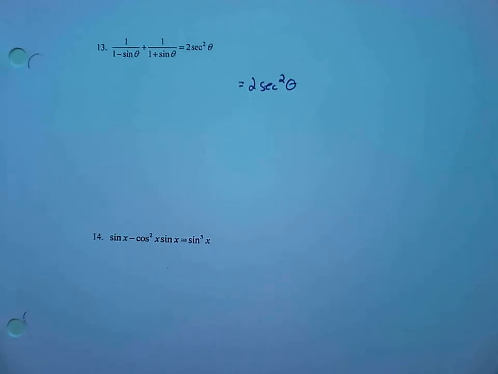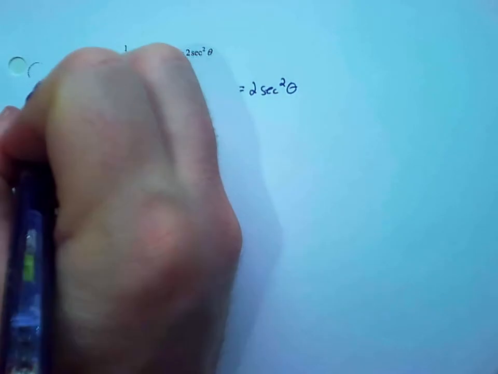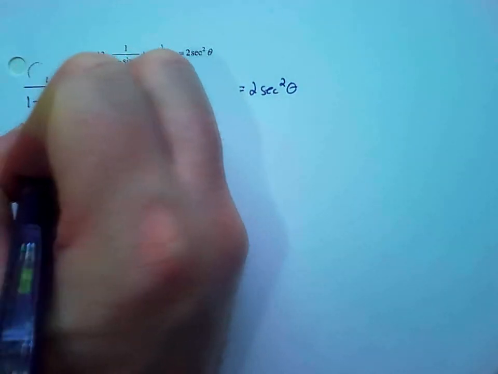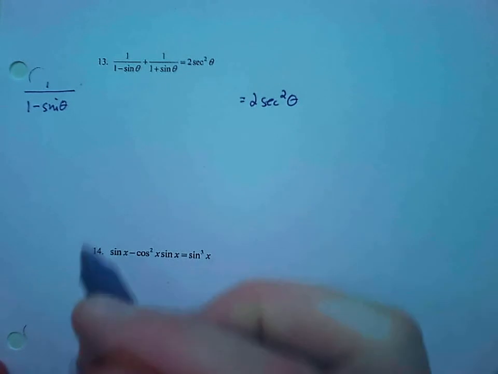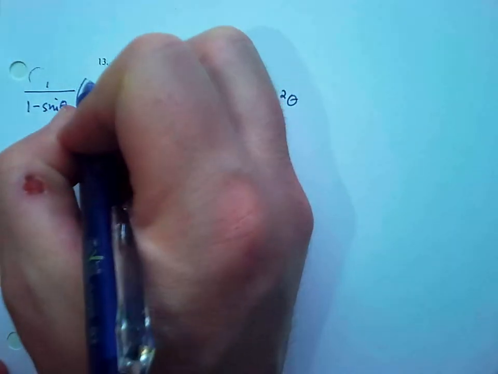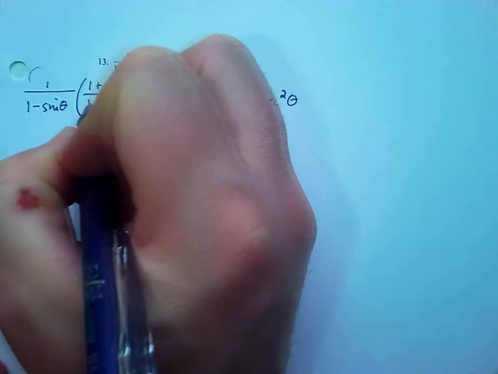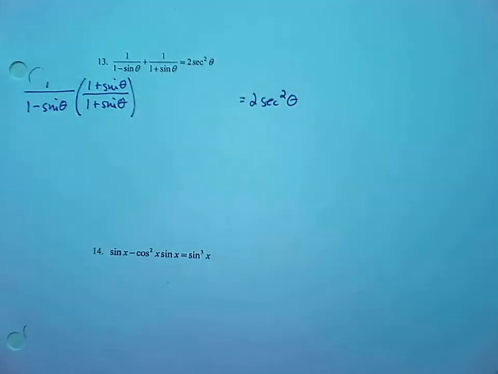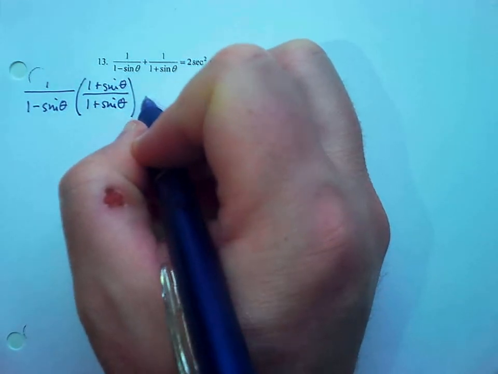Well, 1 minus the sine of theta and 1 plus the sine of theta, we don't really know any kind of identity that uses that. But what we do know is that if we have 1 over 1 minus sine of theta, and we multiply this by 1 plus the sine of theta over 1 plus the sine of theta, we've seen this concept before. This is going to help us simplify stuff. We can do the same thing with the other term.